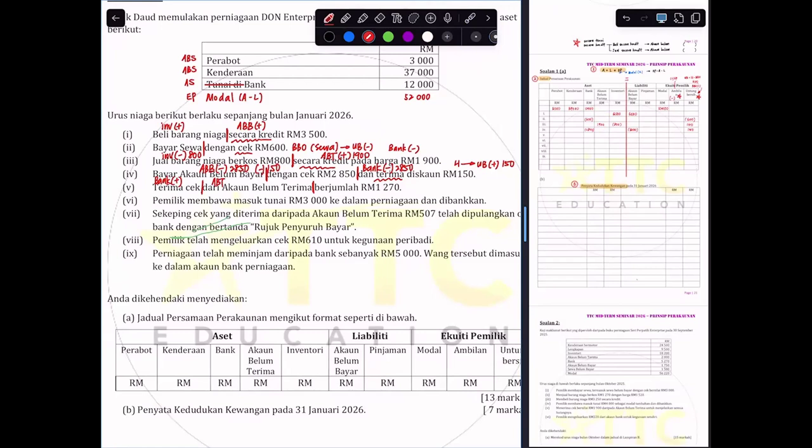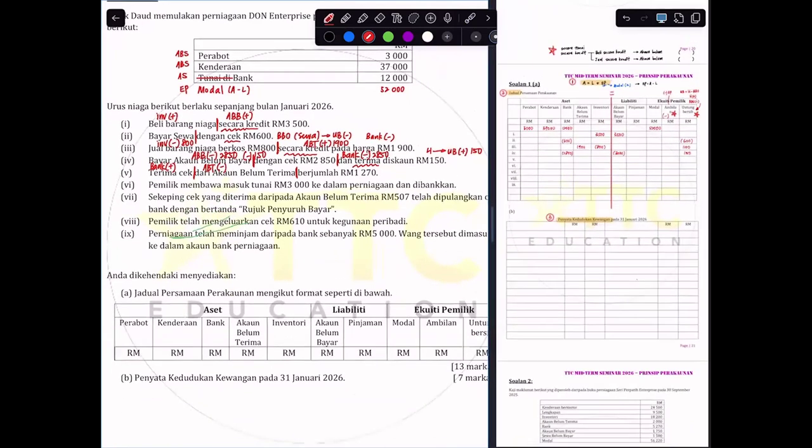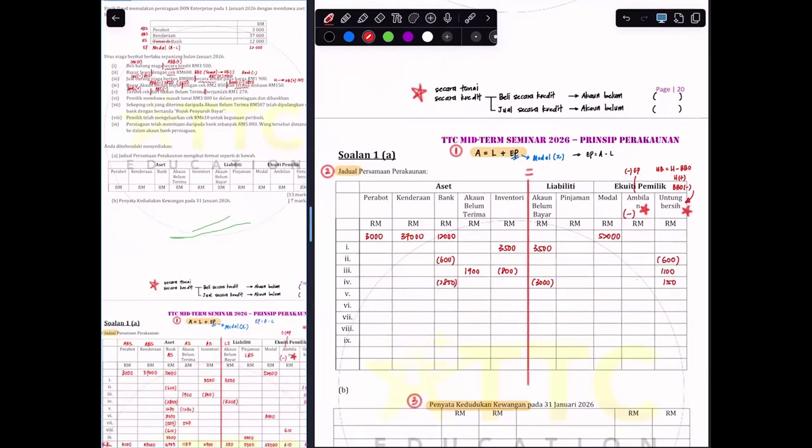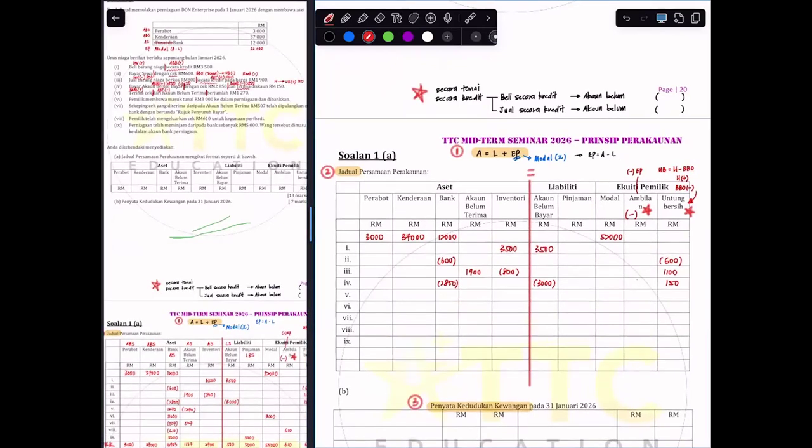And after I receive money now, my belum terima, the balance that I haven't received, getting more or less? Less. By only one value, right? Because there's only one value given here. So bank increased by 1,270. ABT minus by 1,270 also.